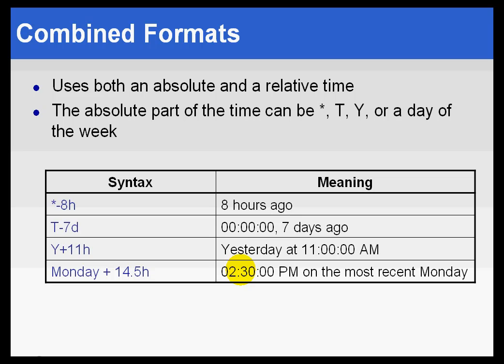So here are some examples right here. This asterisk is an absolute time, meaning the current time, and -8 hours indicates it's going to be 8 hours back from the current time. So T stands for today at midnight. -7 days would be 7 days before that. So again, it's an example of a combined time format.